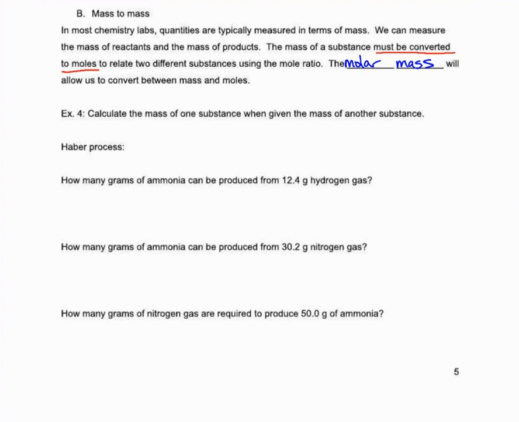So there's some sample calculations here in example 4. Calculate the mass of one substance when given the mass of another substance. Same basic idea, except there's a little bit more. So we're using the Haber process again. Go ahead and write in our balanced equation. I prefer to see it on the same page. I find it helpful.